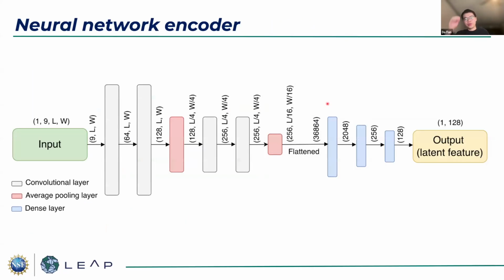Let me move on. So here's the architecture of the neural network encoder. It's quite simple. We have about four convolutional layers and two pooling layers to extract features from the input and downscale them to a lower resolution. Then we use three dense layers to further reduce the dimension from about 30,000 to 128. This 128-dimension vector represents the latent space representation of the input.